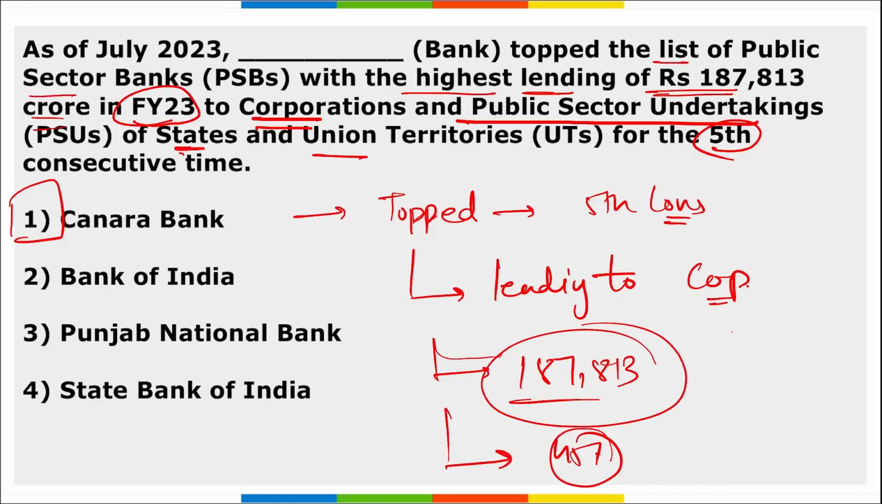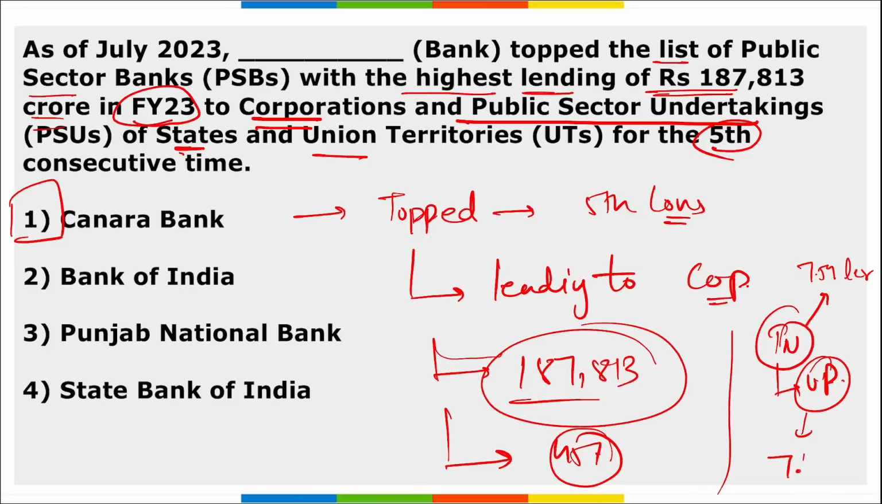Next, which is the state that has topped here for maximum loan or for highest lending? It is Tamil Nadu. It is followed by UP on the second position now. Correct? And if we talk about the loans taken by Tamil Nadu state, it accounts for 7.45 lakh crore rupees, and for UP that is on second position now, it is 7.1 lakh crore rupees. Right? This is the debt amount for these states.